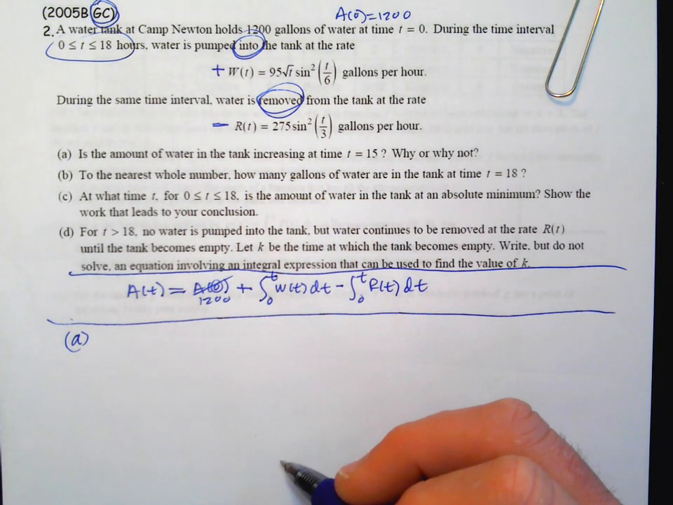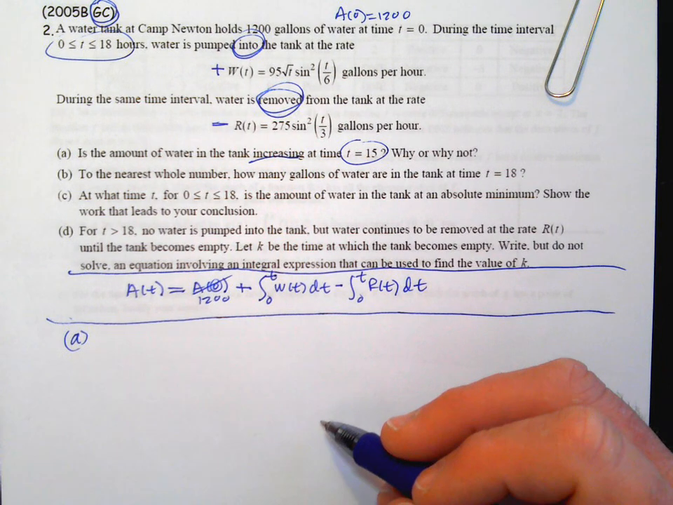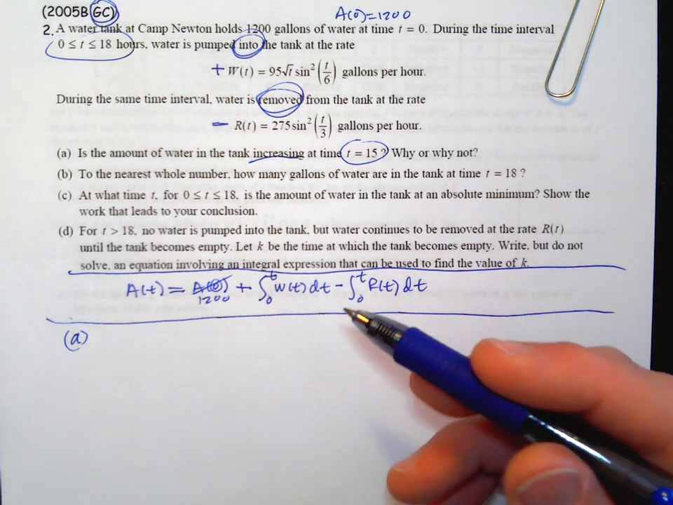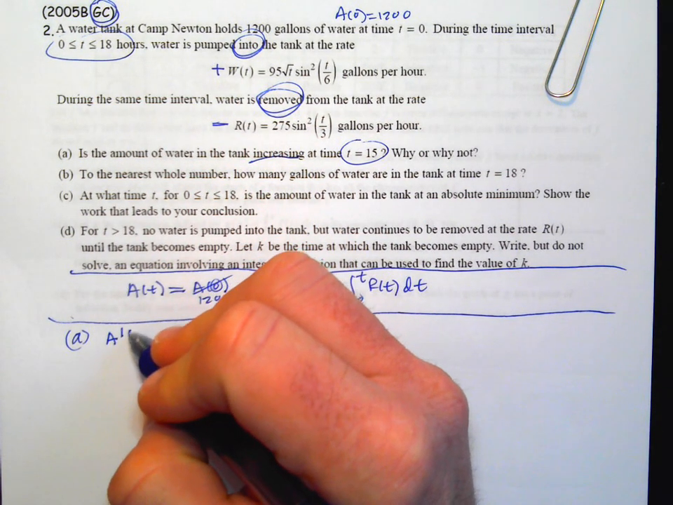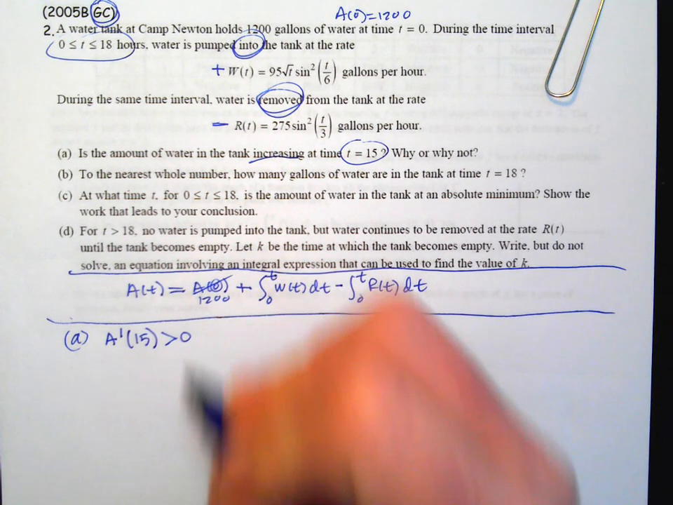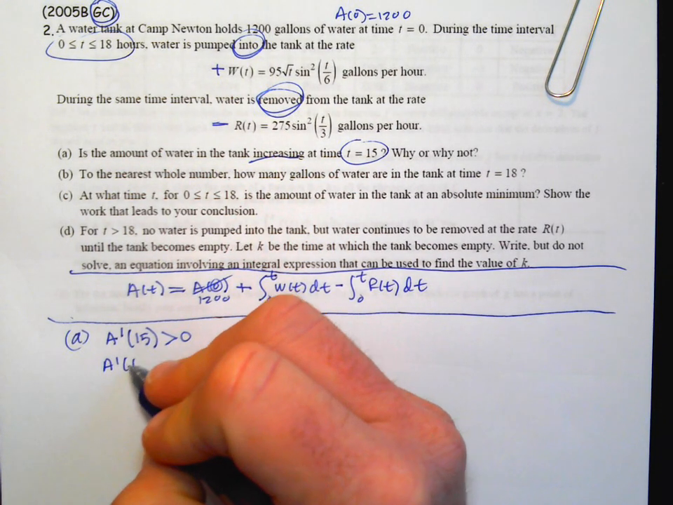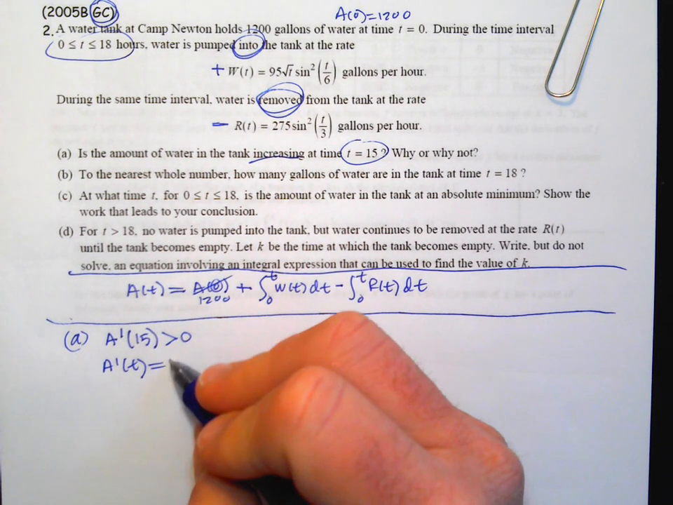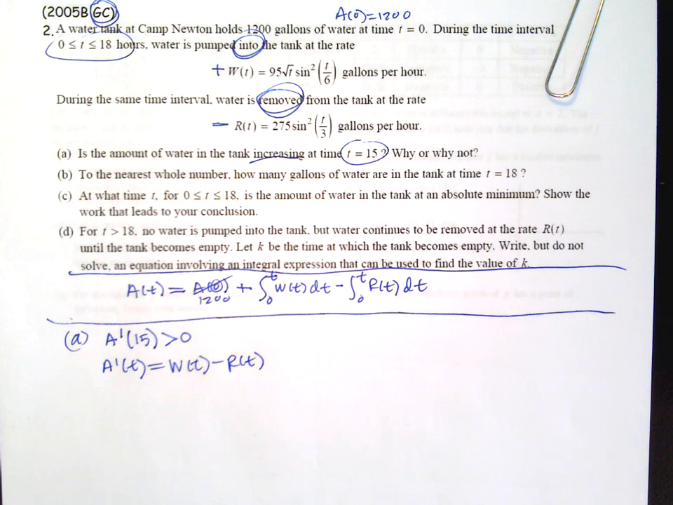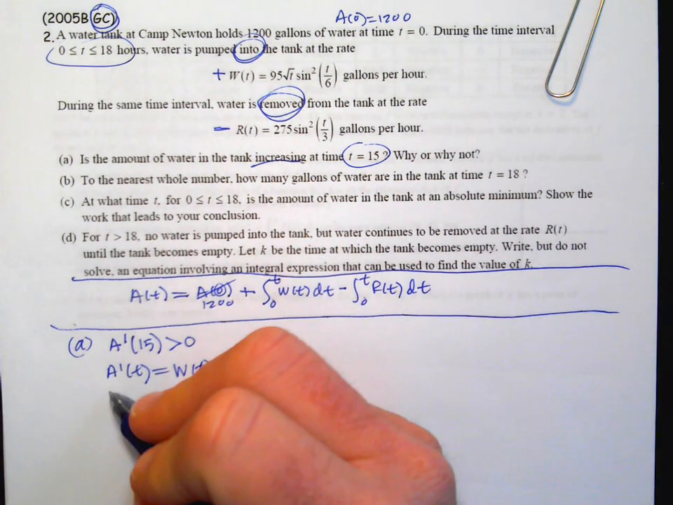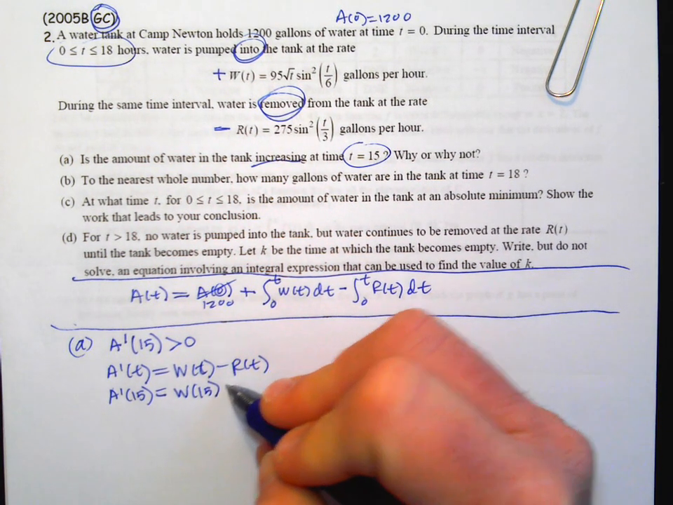Is the amount of water in the tank increasing at time 15? Why or why not? So if something's increasing, that means its derivative is positive. So we want to show A prime at 15 is positive or negative. So let's find A prime. A prime of t equals W(t) minus R(t), which makes sense. It's going to be the incoming rate minus outgoing rate. That's going to be the overall rate. So I think it's good to write this down, and then write 15 down, label your work, show these things.